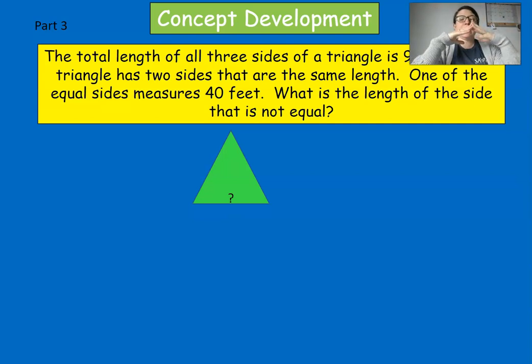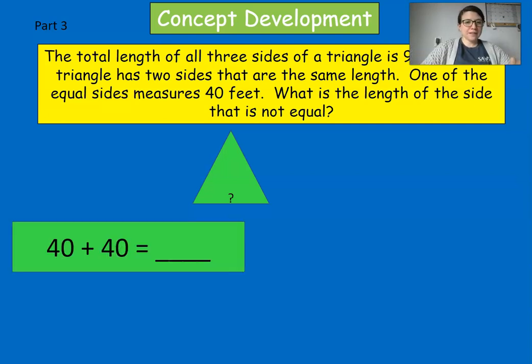All right, let's break this down. We know that if we took a string and we measured all the way around the triangle, it would be 96 feet. Two of the sides of the triangle are the same length. If one of those equal lengths is 40, and we know they're equal, then the other side has to be what? It's got to be 40, right? So to figure out the two sides we know, we're going to add 40 plus 40. And that's going to give us 80.